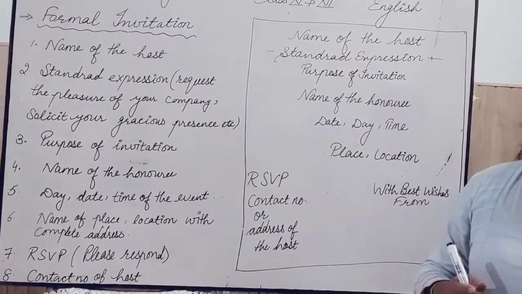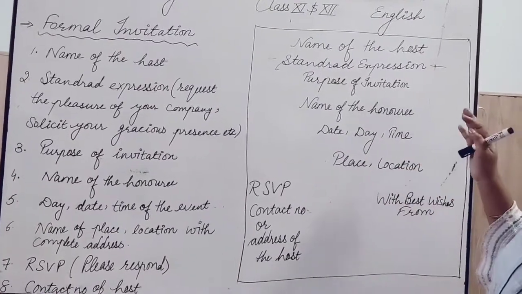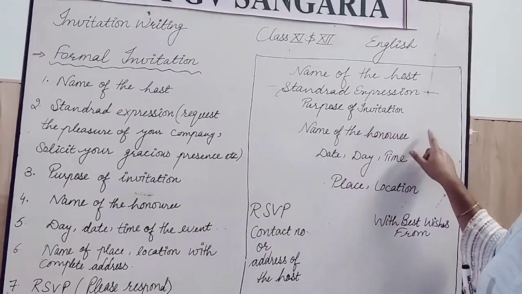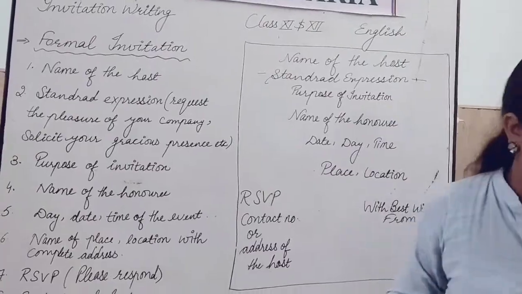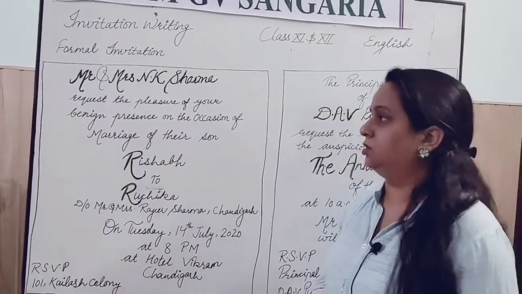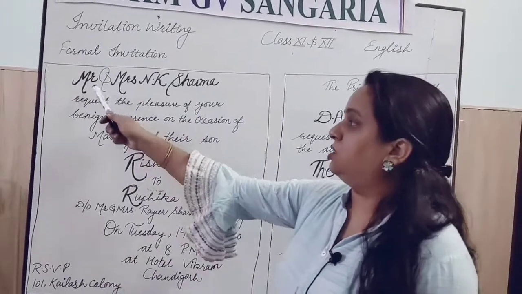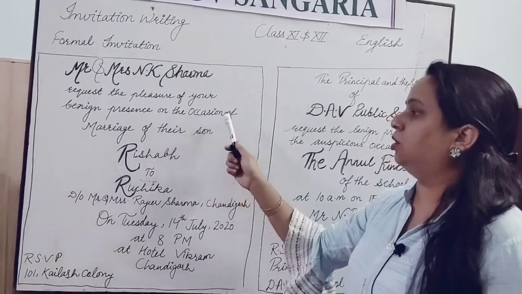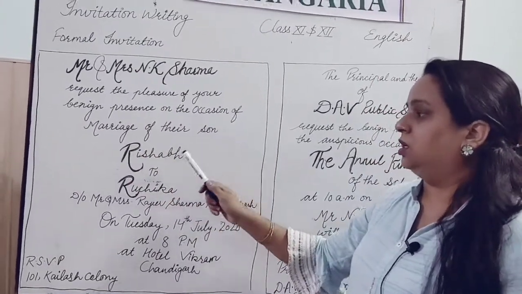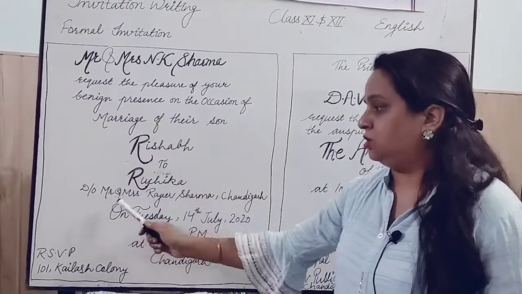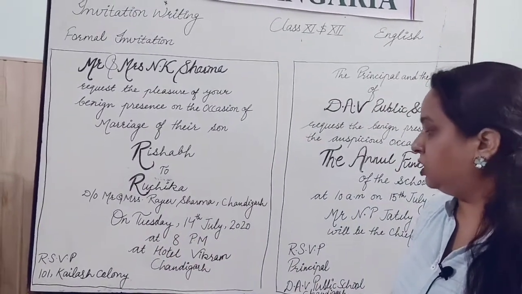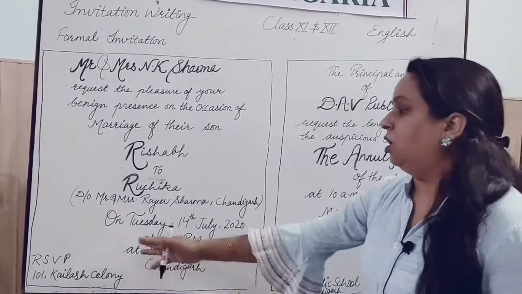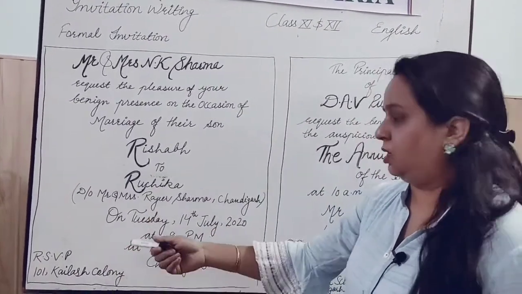Now let's see one standard example of a formal invitation in card format. Keep in mind this format was card format. Mr. and Mrs. N.K. Sharma request the pleasure of your benign presence on the occasion of the marriage of their son Rishabh to Ruchika, daughter of Mr. and Mrs. Rajiv Sharma, Chandigarh. This you can keep in brackets. This is the information about the girl. Now we have to write down when and where.